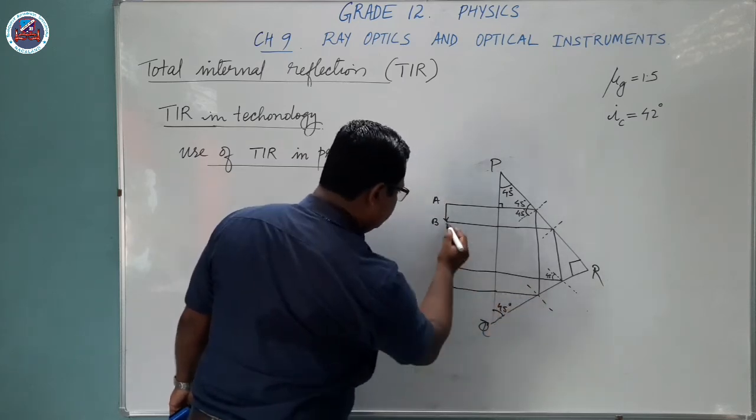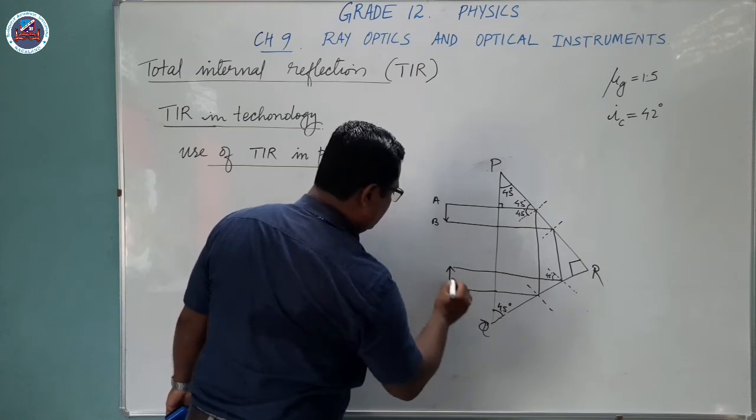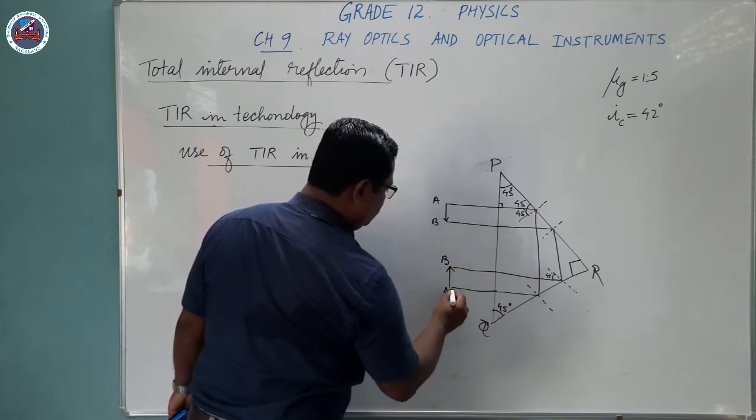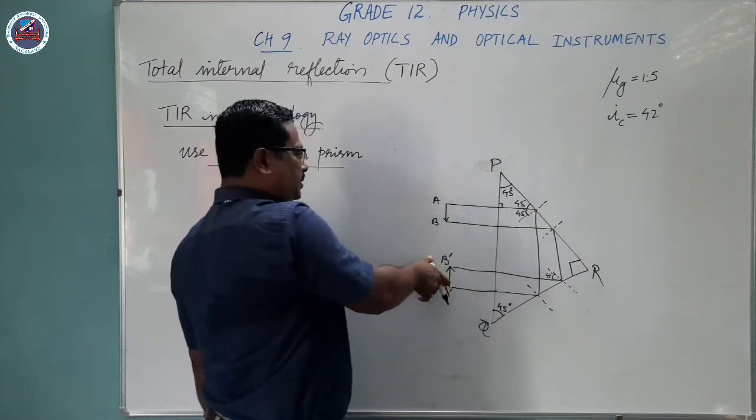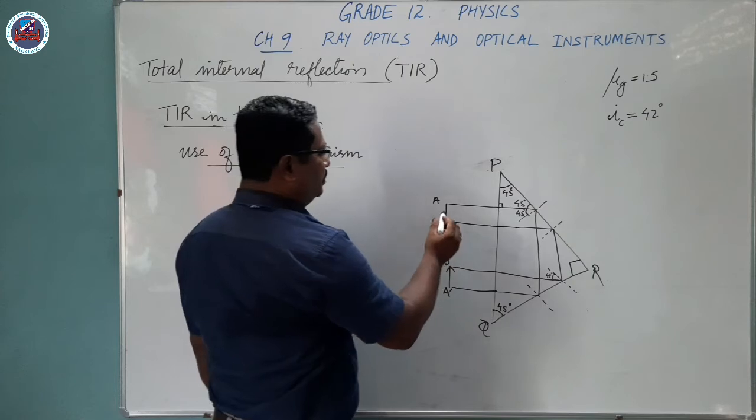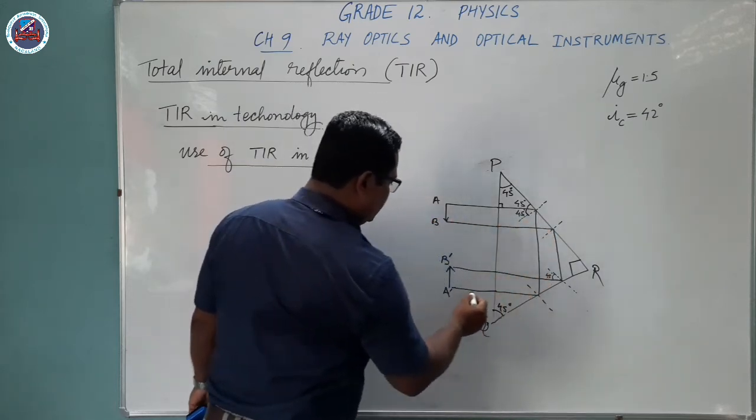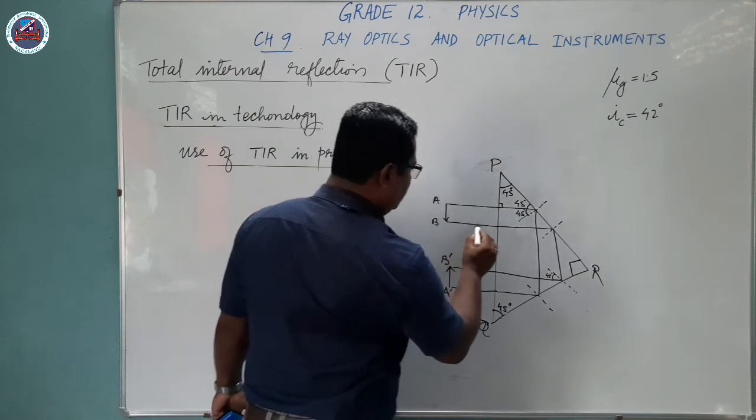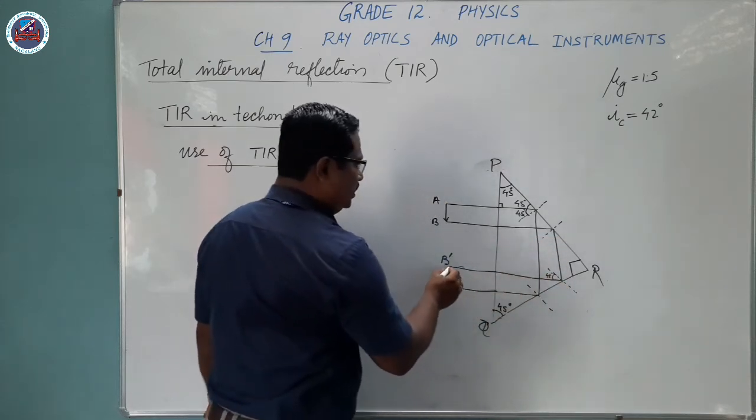You can get the image erect. This way it will come out. A will come here, B will come here. You can put a dash. AB is the object, A dash B dash is its image. You can look here from A, the ray that is traveling. So this is A dash, and B, the ray is traveling this way. So the point is B dash.